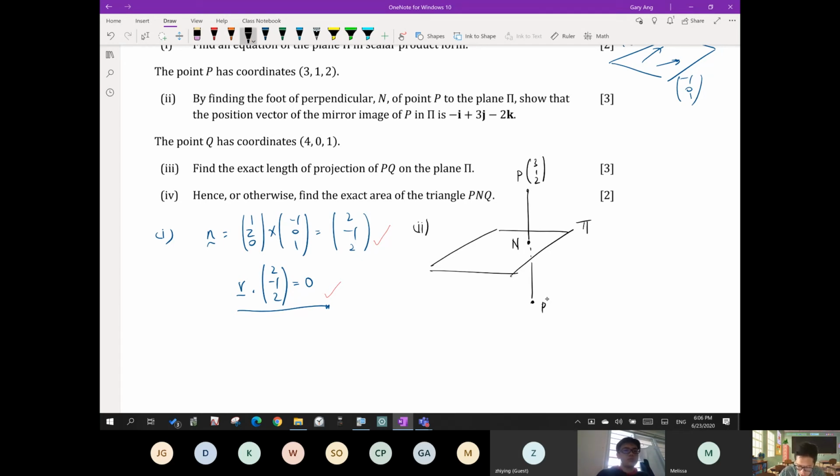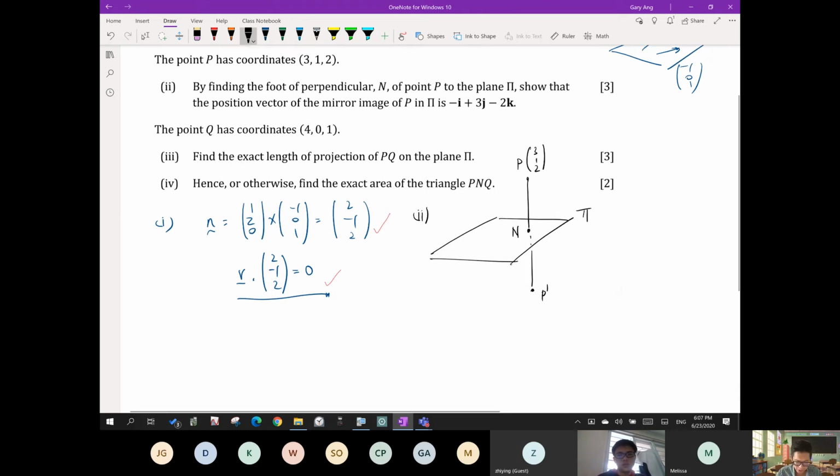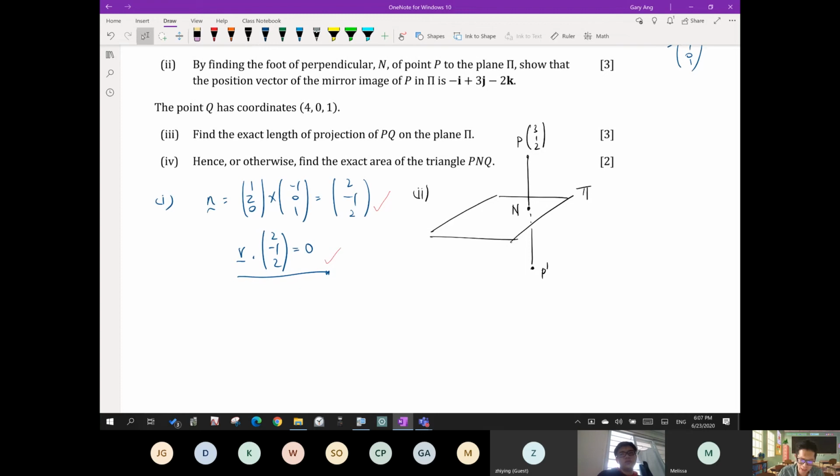All right, so how do we do the first one? How to find the N? Well, it turns out actually quite easy. If you just look at this diagram, you want to understand that this point N is actually the intersection point between this line and this plane. Okay, now how do you find intersection point?